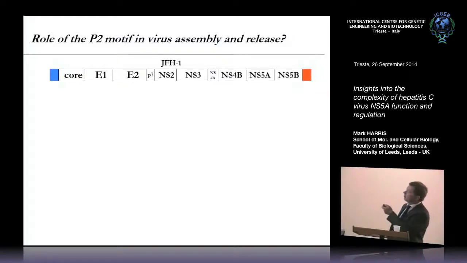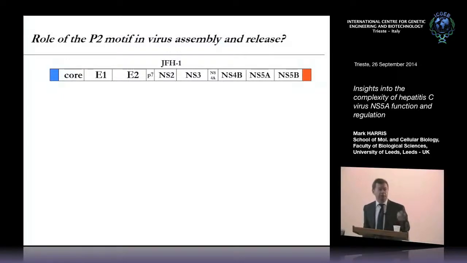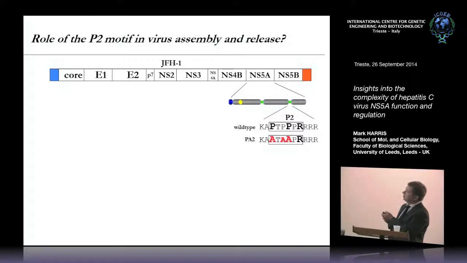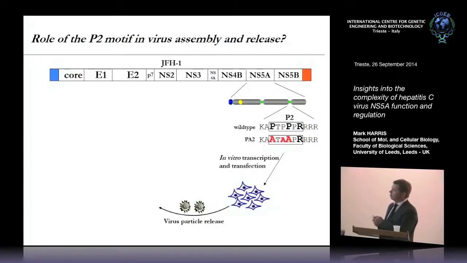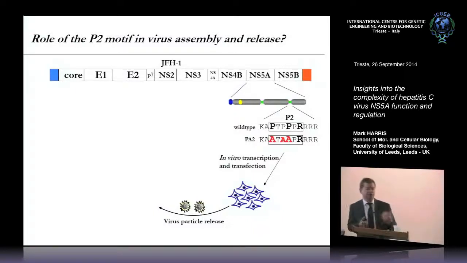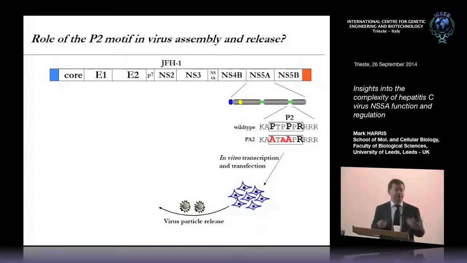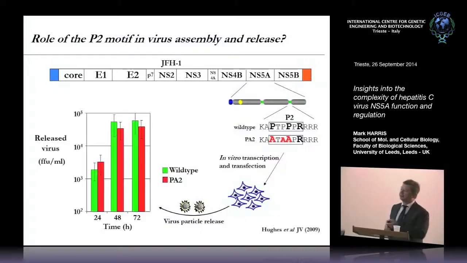And so what we did is we took the infectious clone of the JFH1 genome, which, as I told you a couple of minutes ago, replicates in cell culture and produces viruses. And we made a specific mutation in these proline motifs, in the P2 motif, where we mutated those prolines to alanines. We called this the PA2 mutation for obvious reasons. And we made this mutation in the context of the infectious JFH1, made in vitro transcripts, transfected them into Huh7 cells, and then looked for the release of virus particles to ask, is there a phenotype of this mutation? And the answer was, no, there wasn't.